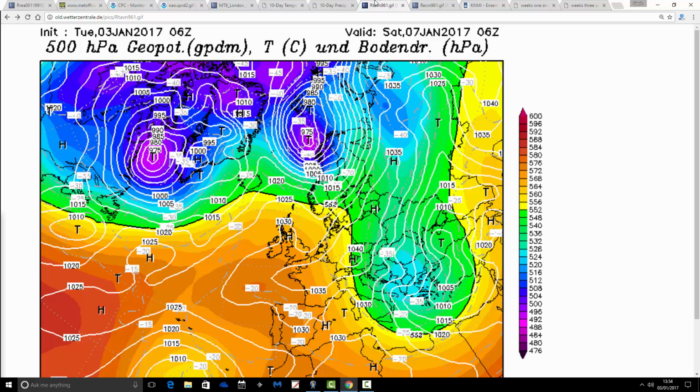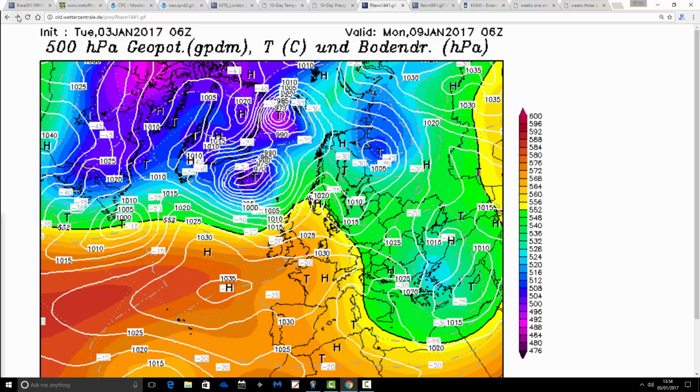So this is the GFS for Saturday, where we've got all that cold air going down into the southeast. You don't want to mention that too much. I talked about it very extensively yesterday, but cold air is going down in the southeast of Europe at the weekend. We're on the mild side of this ridge, bringing in the westerlies, as is most of Scandinavia.